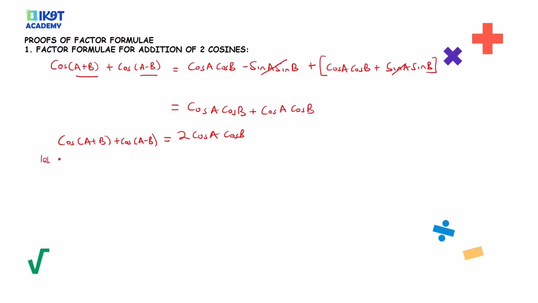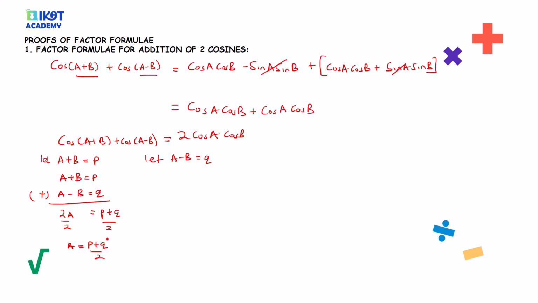we're going to say let A plus B be P, and let A minus B be Q. So we have A plus B equals P, A minus B equals Q. We now use the elimination method. If we add, this is going to be 2A, then B plus negative B cancels. This is equal to P plus Q. When you divide through by 2, we get A equals (P plus Q) out of 2.